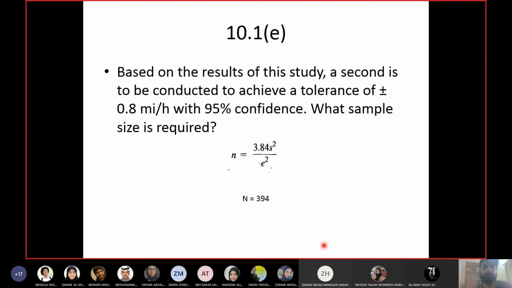Then the last thing, sorry, not the last thing. Second last thing is, if I do another spot speed study on the same location. Same location means these are the same drivers, and I will use the same methods. So I want to find out how many samples I should collect, how much should be the n value if I want to do another study on the same site with a confidence level of 95%. So I want to be confident about my result up to 95%. I want to cover the 95% range of all drivers, and the tolerance level is 0.8 miles per hour.